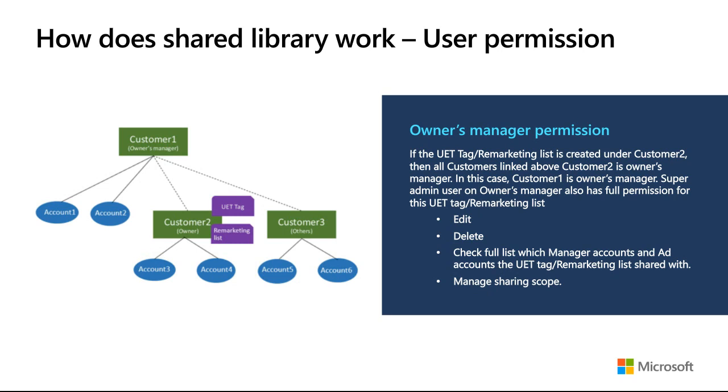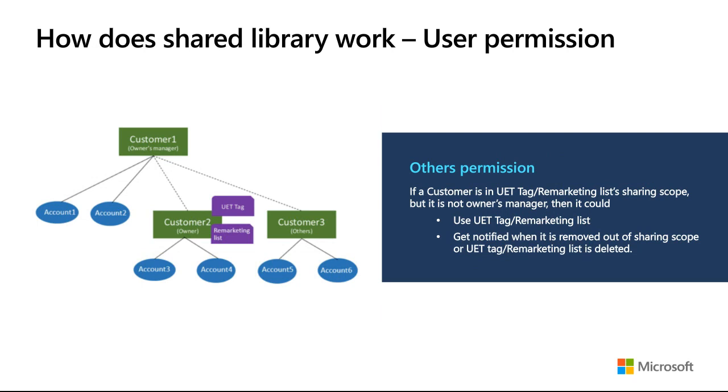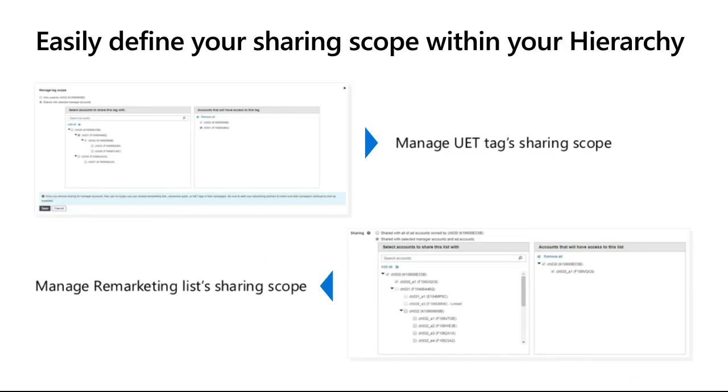The third persona is basically the rest of the customer shells in the hierarchy. For the others, if you are added into the sharing scope, then you can use the UET tag and remarketing list from the share library, but you cannot make any change to that resource. Basically, this is a UI experience to allow you to easily define your sharing scope within your hierarchy. When you create or edit a UET tag and remarketing list, you will see a new section called sharing. You can see the nested view showing all the hierarchies you can access, and you can easily check or uncheck any account or customer shell to define your sharing scope.